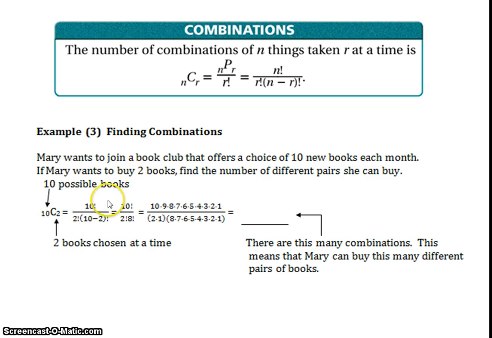If we follow the formula, the 10 is in the numerator, 10 factorial. And that is set over 2 factorial times 10 minus 2 factorial. Simplify the 10 minus 2, and that would come out to be 8 factorial. Now we would have 10 factorial over 2 factorial times 8 factorial. Remember, we can divide out common factors in the numerator and denominator, then calculate your answer right here. This answer represents the number of combinations. This means that Mary could buy this many different pairs of books.